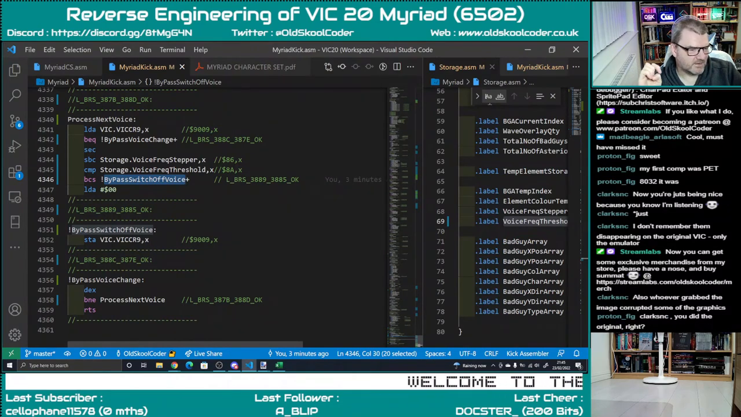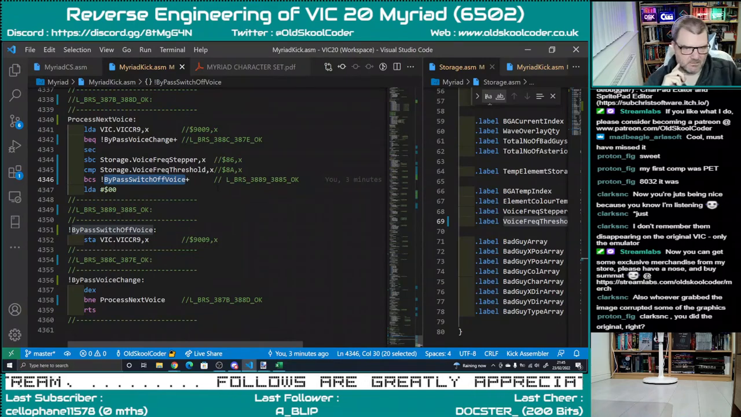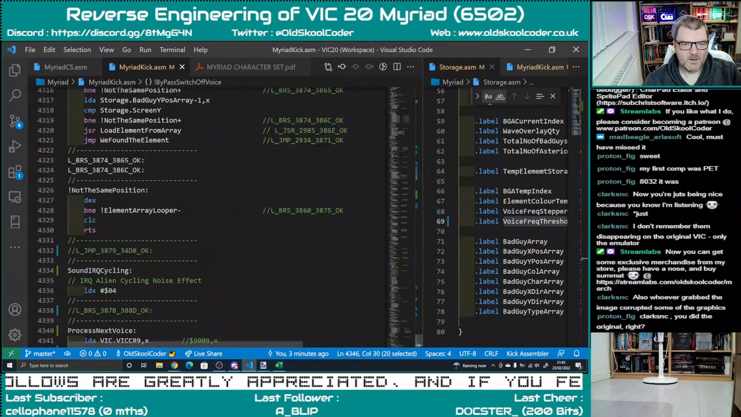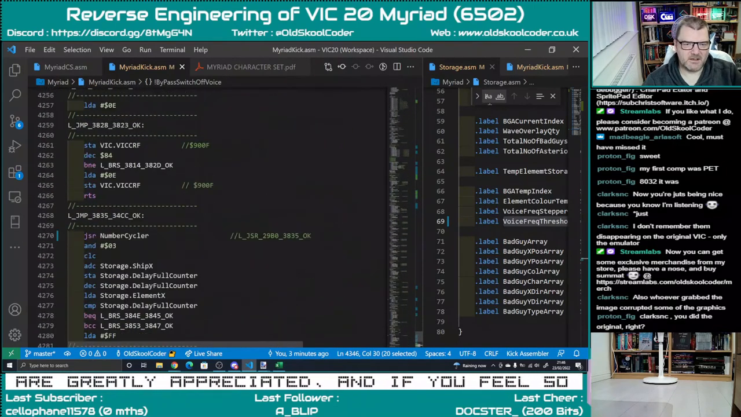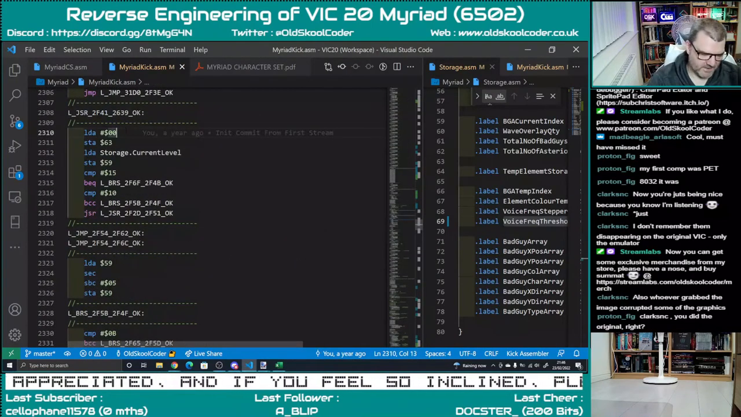Corrupted the graphics. Well, I think I fixed the graphics. Because, like you said, I went and grabbed the 8K version, and because I know where the character set is, I grabbed it. I don't think we've got dodgy characters now. Right, but that's the thing. The IRQ, that's all it does. Right, let's go and find it again.